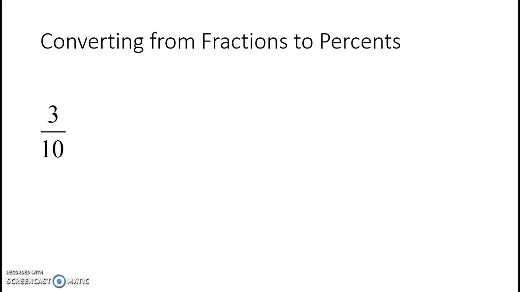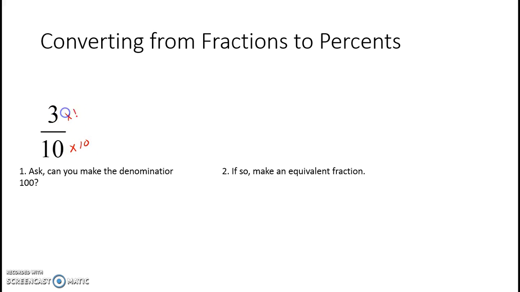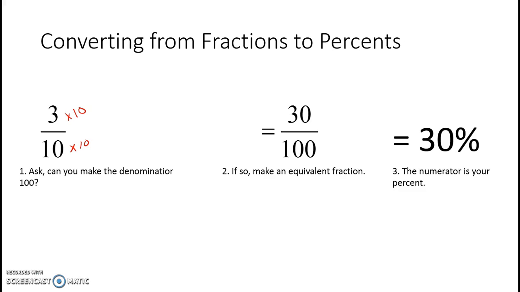Let's try another. What if I had 3/10? I'd first ask myself, can I make the denominator 100? If so, I would make an equivalent fraction. And in this case, I can multiply the numerator and denominator by 10 to get 30/100. And then the numerator is my percent, 30%.